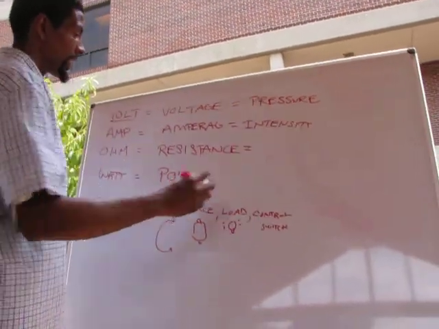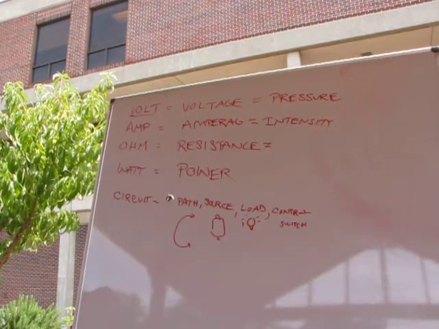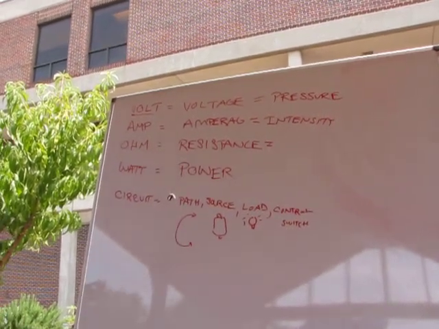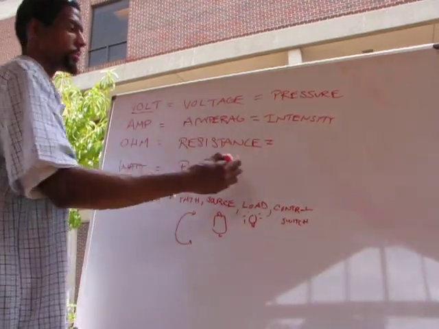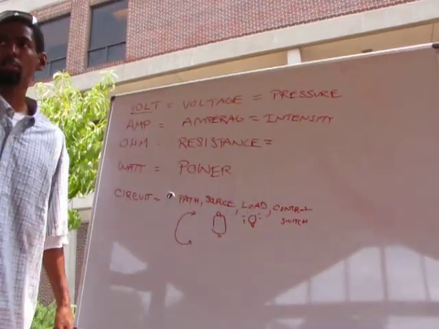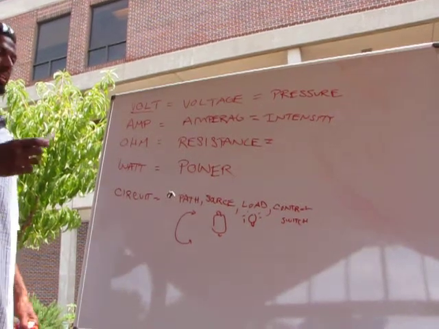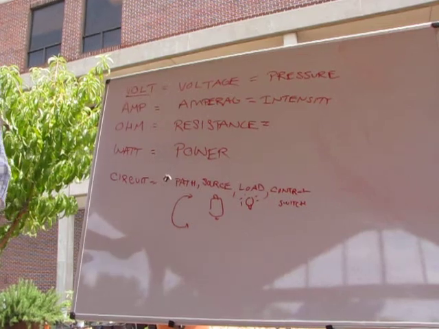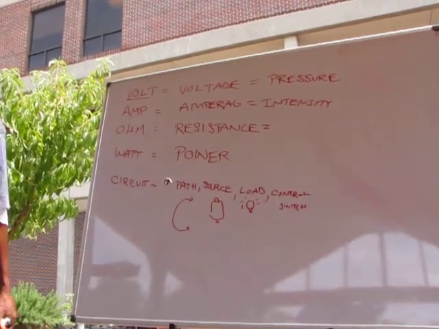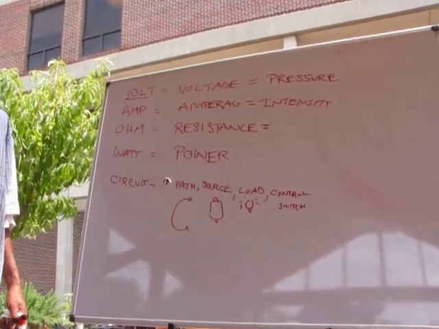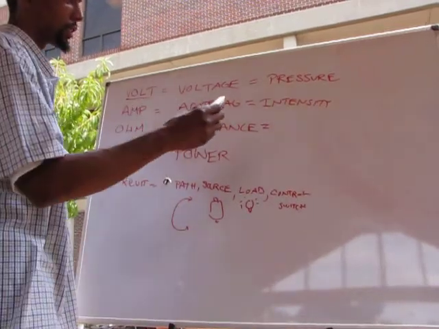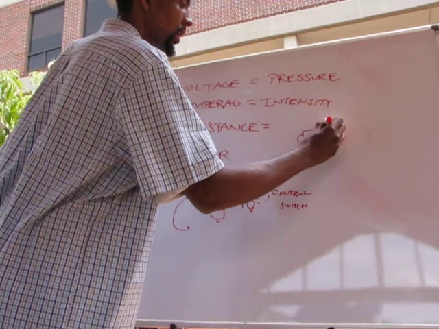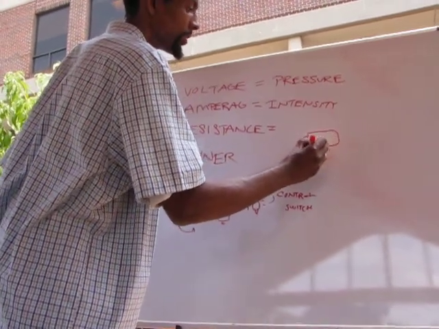And every circuit has resistance. Even a highly conductive material will have some resistance. So resistance measures the resistance to electrical flow. That's why your wires will be insulated with, most times now, some kind of thermoplastic material, which is highly resistant to electron flow.